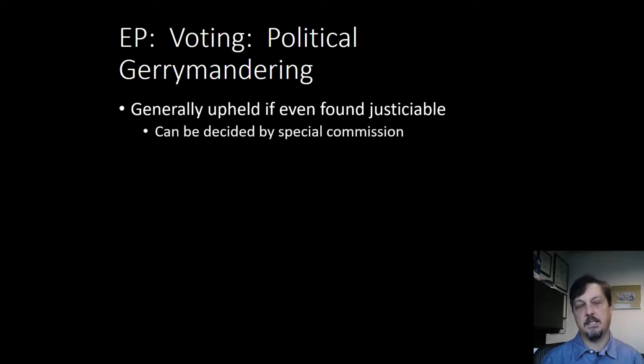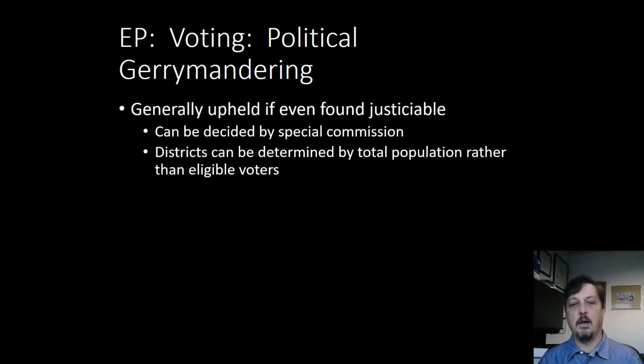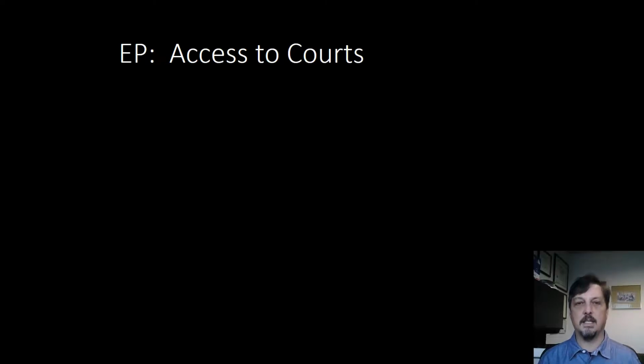We've also seen cases that have said that the districts can be decided by a special commission rather than by a direct vote. We've also seen cases that have said that districts can be determined by total population rather than the total number of eligible voters. But as we talked about this, we talked a bit about the case that's currently before the Supreme Court and kind of the different twists and turns that can arise in this political gerrymandering context.